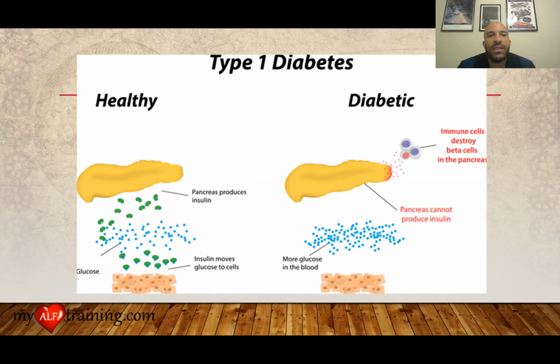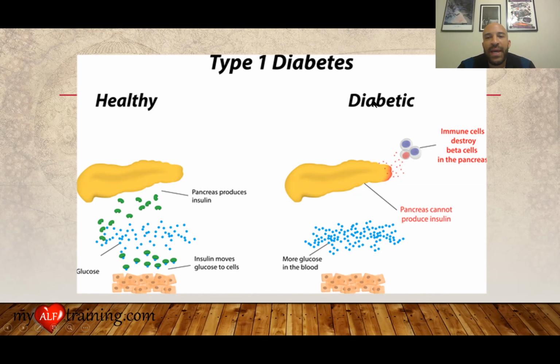So here I included this diagram. This is a healthy pancreas, and it's producing insulin. These green drops here, this is glucose. They had a piece of the pie. And then the insulin grabs hold of the glucose and moves it into the cell and keeps it from moving freely about in the blood.